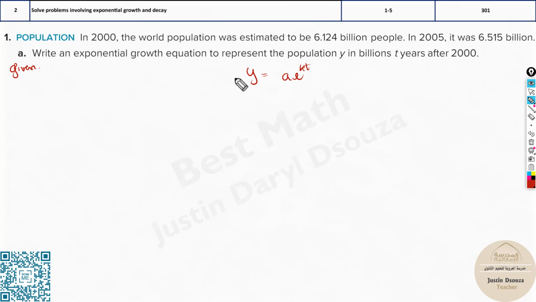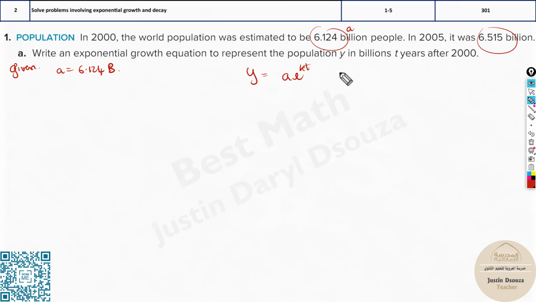Always remember this, A is the initial population. If you have the 2005 and 2000 populations, the A value will be the smaller one, in the sense the earlier one, that is 2000 will be A. So given A is equal to 6.124 billion people. Let's write in terms of billion itself. So that's it. And then what is the time?